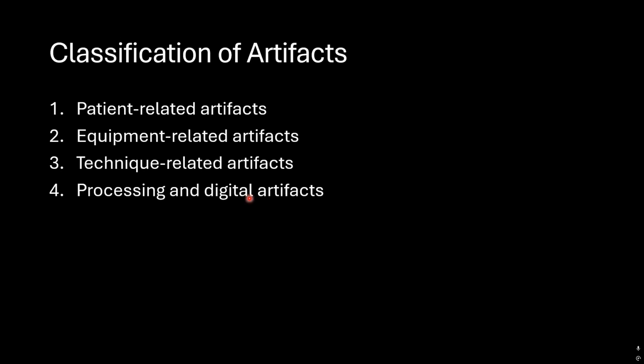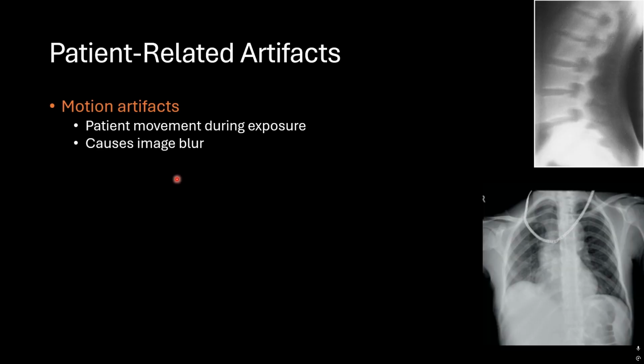Here we have the classification of artifacts. They can fall under one of these. First, we have patient-related artifacts, and then we have equipment-related artifacts, technique-related artifacts, and finally processing and digital artifacts. So we will start with the patient-related artifacts.